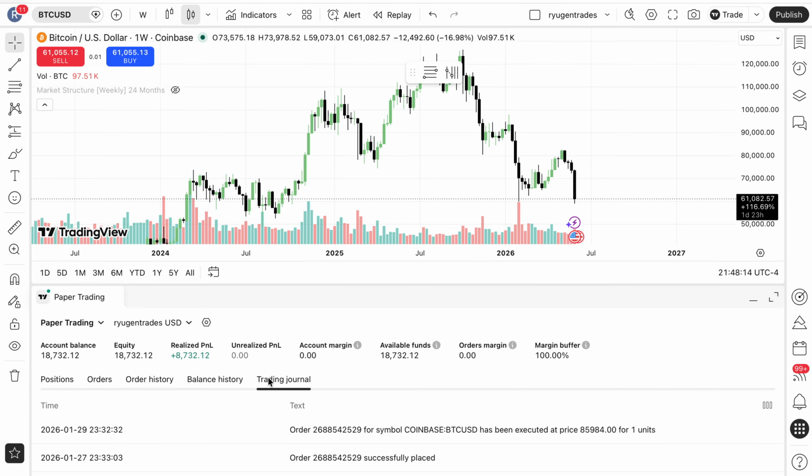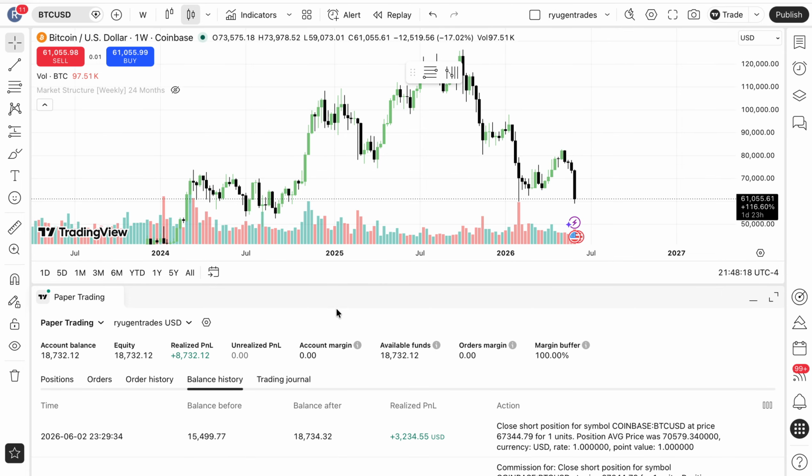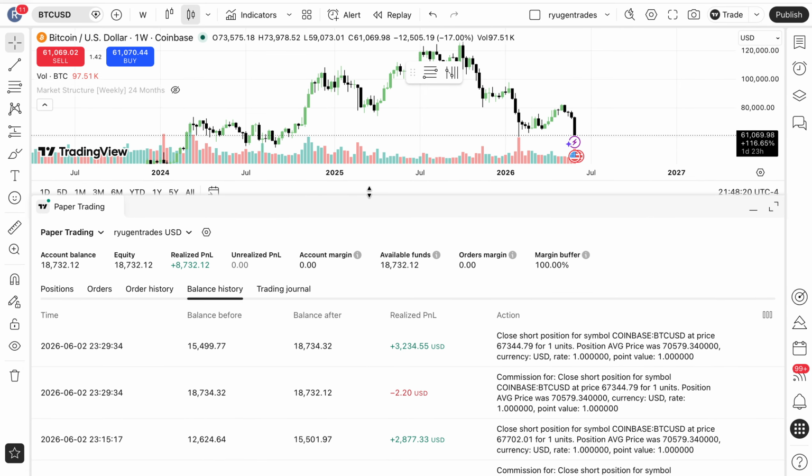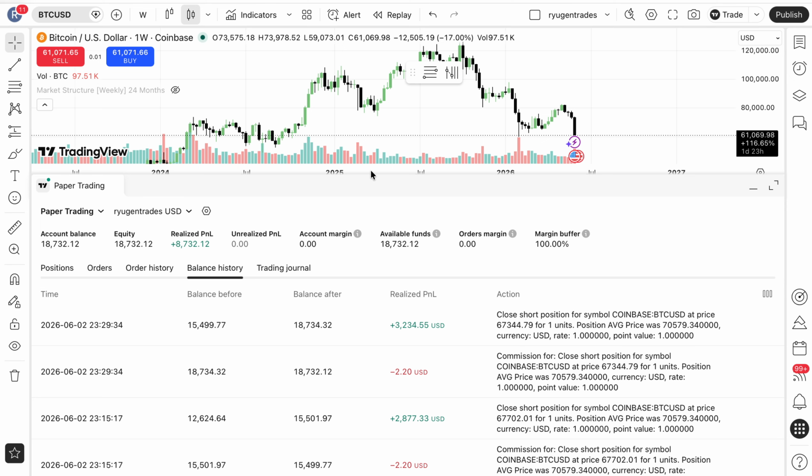And in here you can actually track all your trades. You can place trades, and my recent trade was actually to short Bitcoin. I shorted at about 70,000 and I closed it about 67,000 here and 67,000 here.